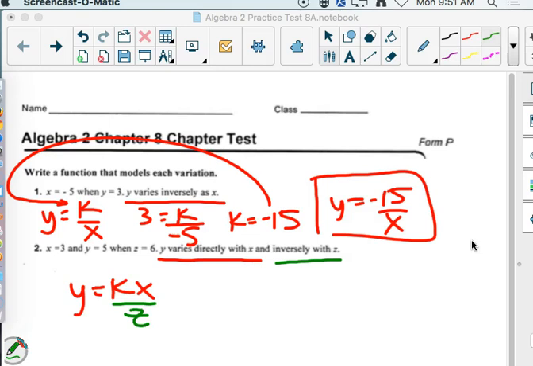So y is 5. Oops, it doesn't look like a 5. Oh boy, there's a little lump on the smartboard. 5 equals k, and then it's times 3 over z, which was 6. Are you going to reduce the 3/6 to 1/2, or are you just going to start your steps? Yeah, because it doesn't make any difference. So multiply both sides by 6.